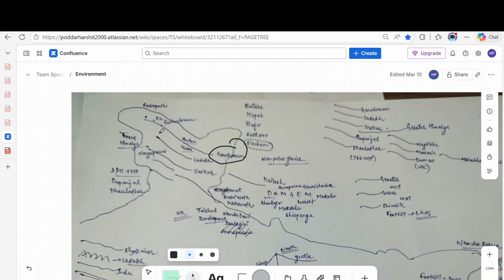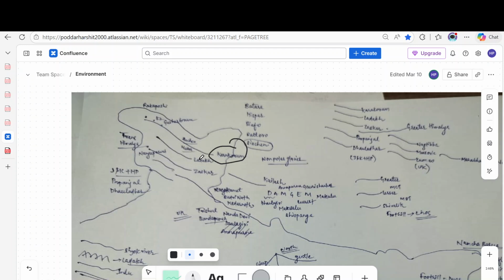Mount Rakaposi, K2, Gasherbrum in the Karakoram range. And in the Ladakh range, you have the Ladakh Plateau. And in the Jaskar range, you consider them all as the Trans-Himalayan region. Okay. So the Karakoram range has a lot of glaciers that you need to remember.